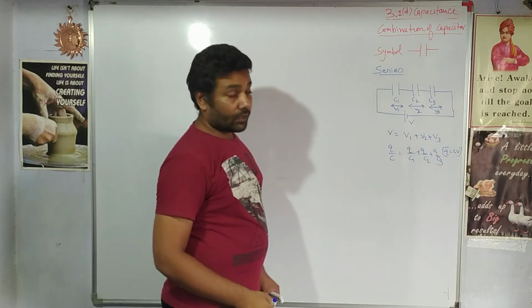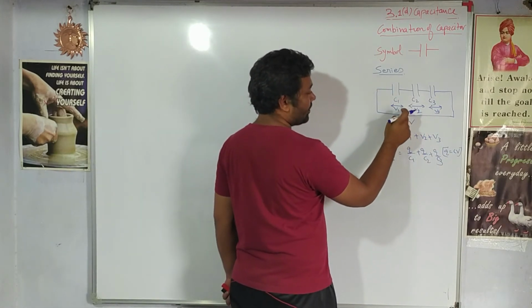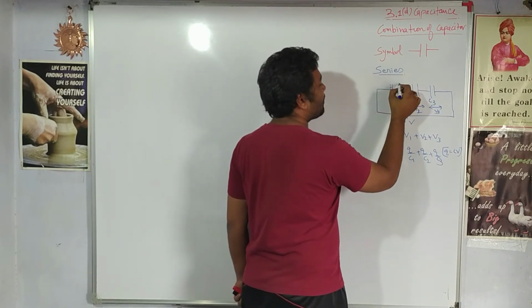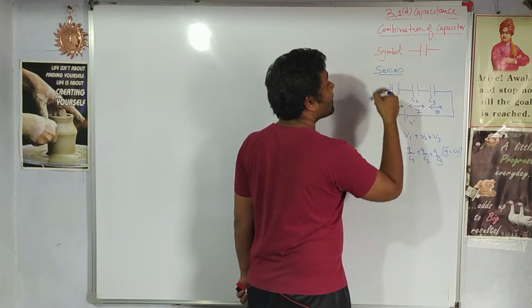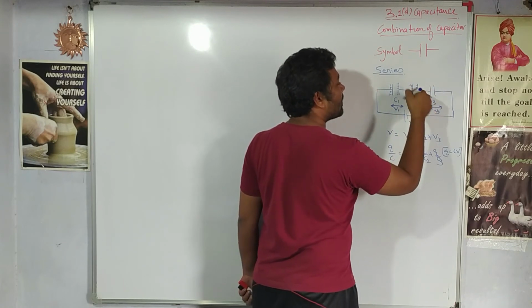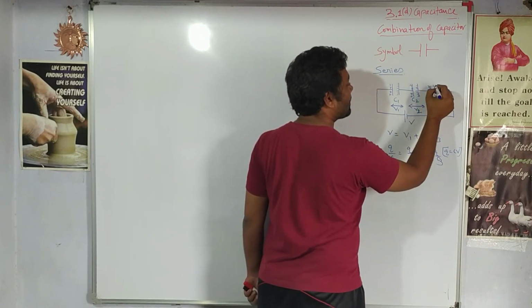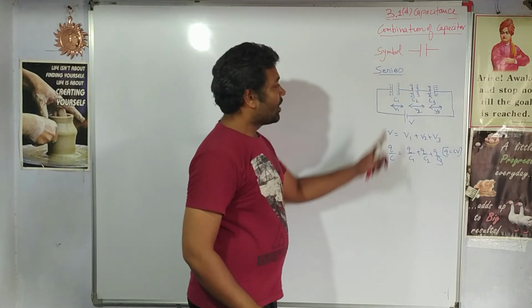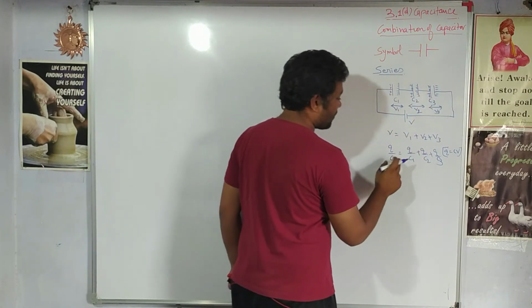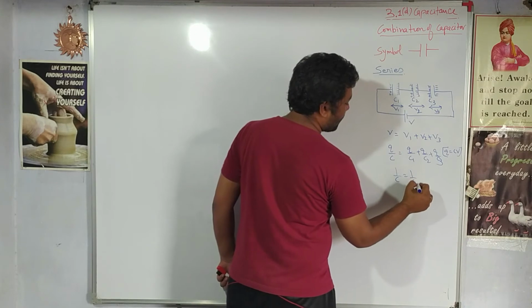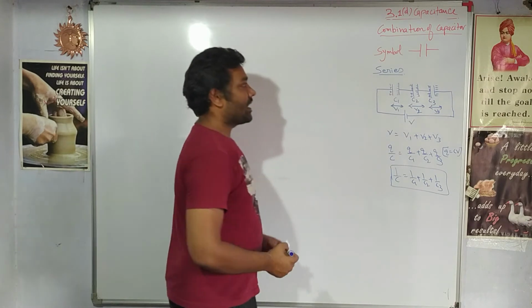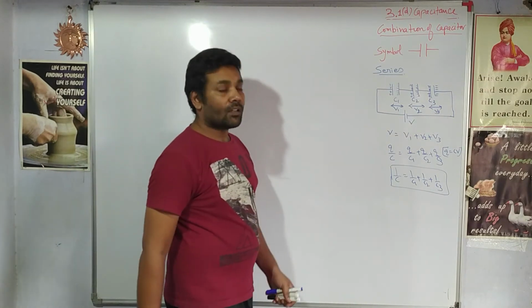Now one thing to notice is that this is a series combination, right? Due to this positive terminal, let's say some positive charge is accumulated here. Similar negative charge will be accumulated here. Same amount of positive charge will be accumulated here, same amount of negative charge here. Same amount of positive charge on this plate and same amount of negative charge on this plate. So each and every plate has the same amount of charge. So each capacitor has the same charge. So ultimately 1 upon C is equal to 1 upon C1 plus 1 upon C2 plus 1 upon C3. This is the net capacitance when the capacitors are connected in series.